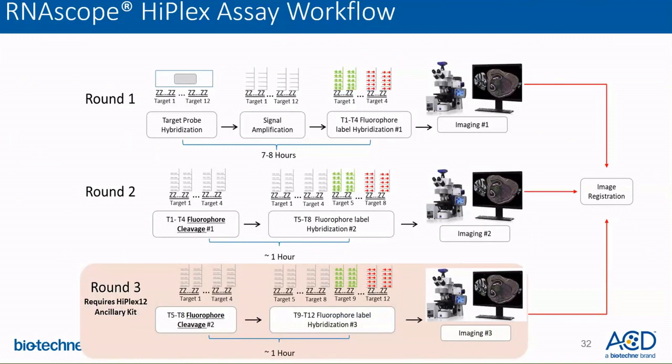After round 1 imaging, the cover slips are removed from the slides. The fluorophores that are conjugated to the oligos are clipped off chemically, and the next set of 4 targets are iteratively detected using the same 4 fluorophore types, again followed by imaging. Once all 3 sets of images are generated, they are then aligned appropriately using the high-plex image registration software.